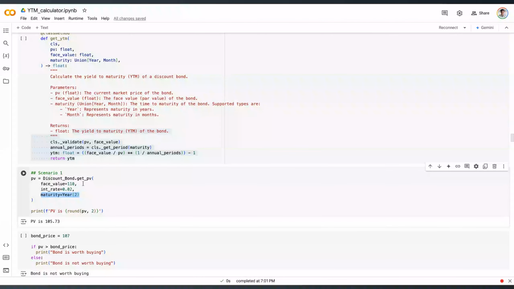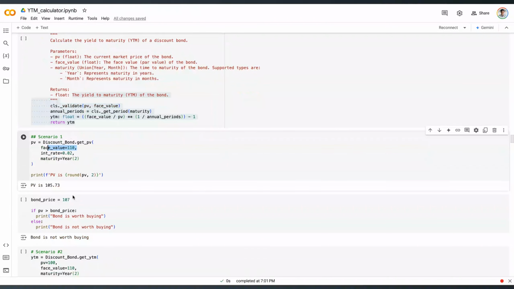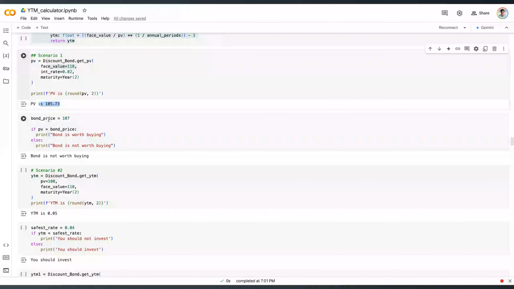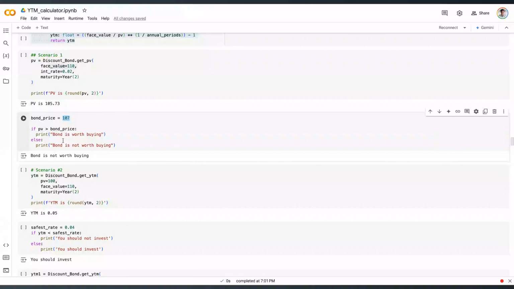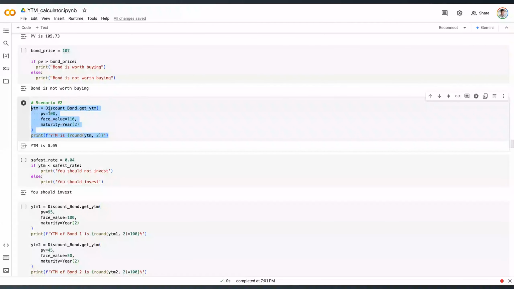By the way, the face value of $110 is not typical. Typically, you see face values of $1,000. In this example, we got the present value of $105.73, which means that if the bond price is $107, we should not buy it. It's not worth it.